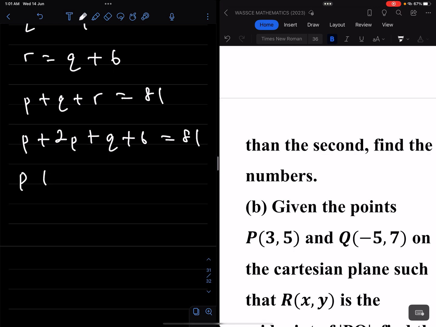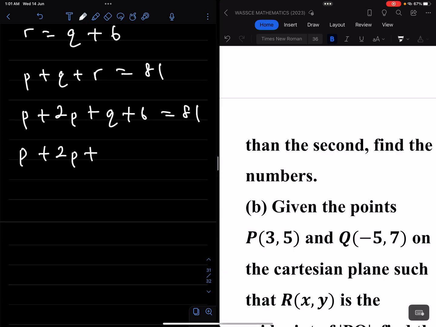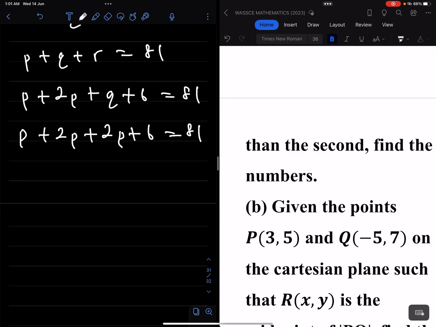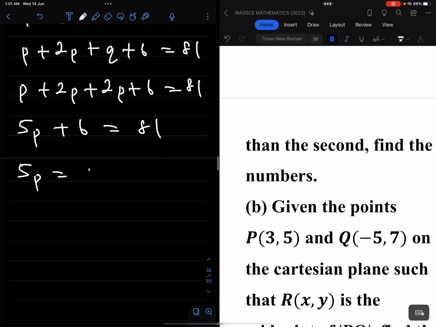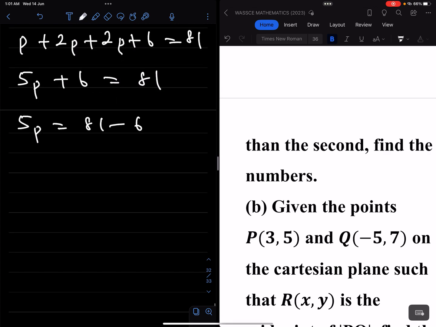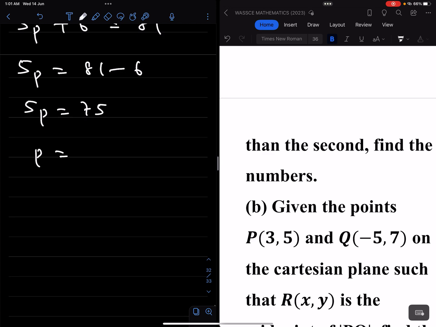That means P plus 2P plus Q, which is the same as 2P, plus 6 equals 81. And that simply means P plus 2P, that's 3P, plus 2P, that's 5P. That simply means 5P plus 6 equals 81, which means 5P equals 81 minus 6. And that simply means 5P equals 75, which means P will be 15.